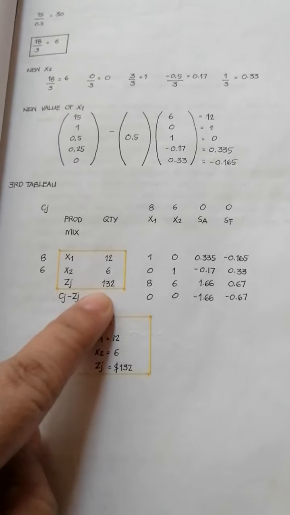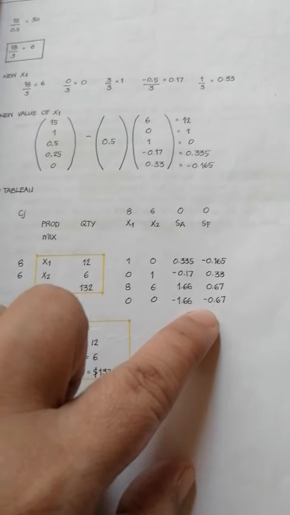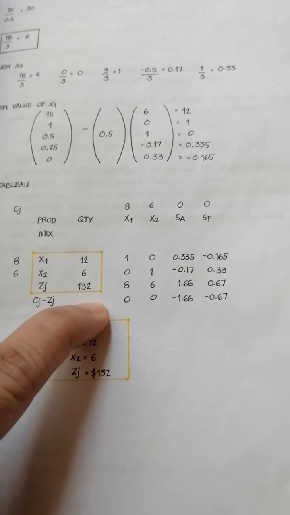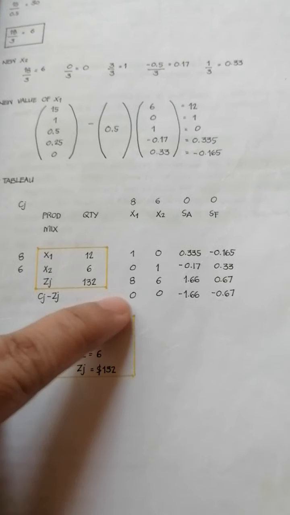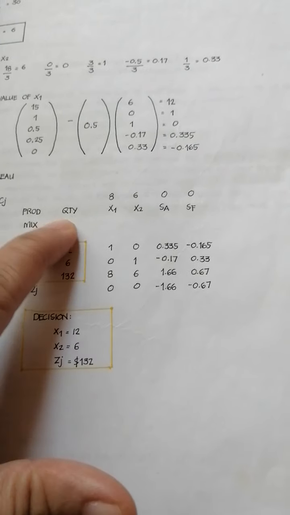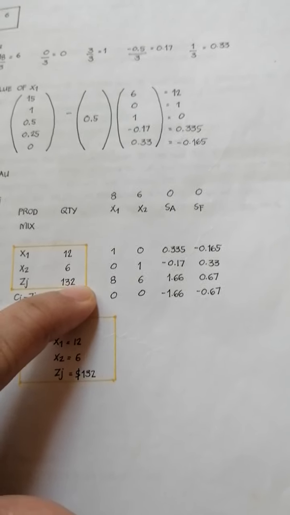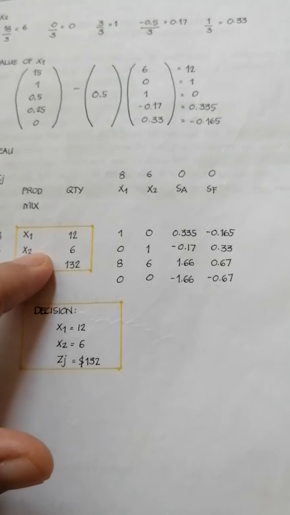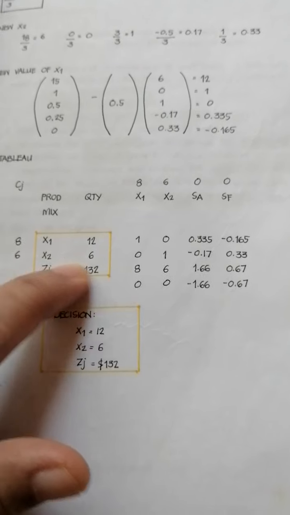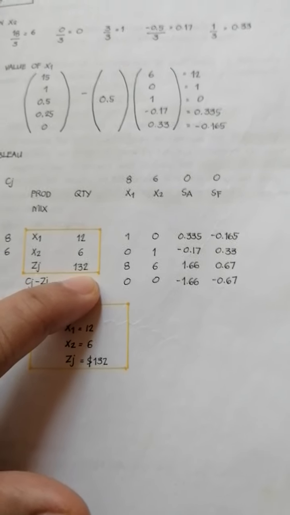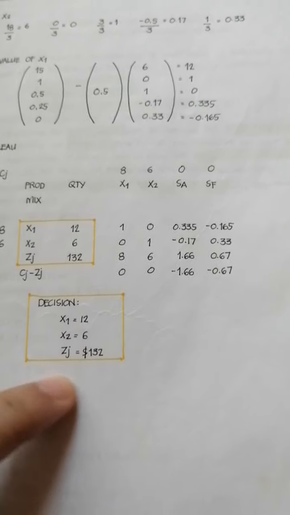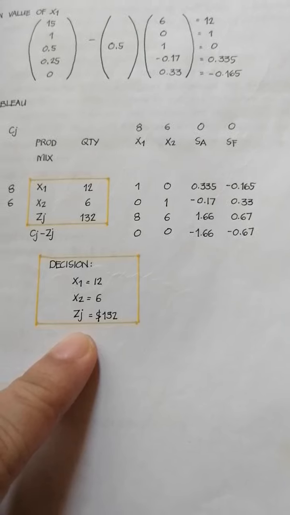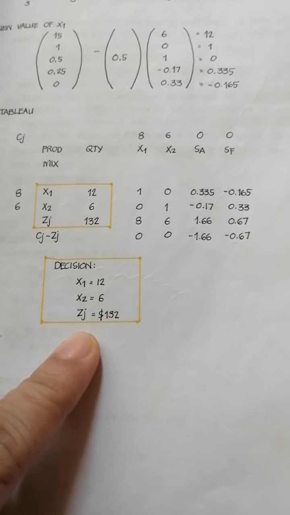If you try to look at the third tableau, all the CJ minus AJ are all 0 and negative. So meaning you are already in the optimal tableau, and your decision will be seen in the quantity and product mix. If you try to look, your X1 should be 12, and you should produce also 6 of X2 to get a profit of 132. That's why your decision will be X1 is 12, X2 is equal to 6, and the total profit is 132.